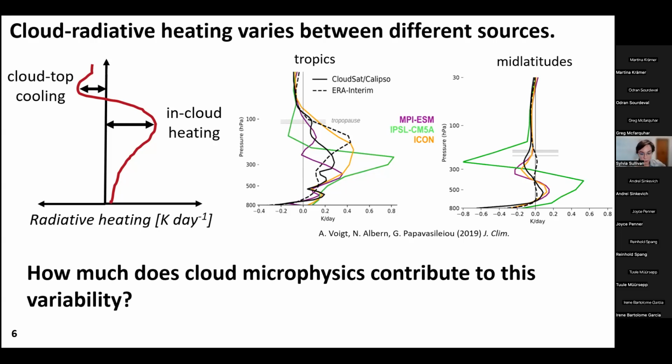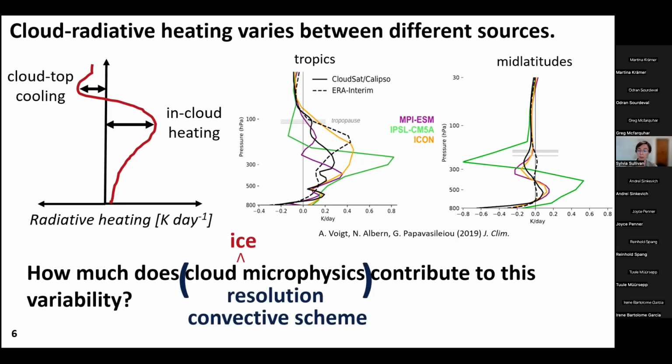And so we started this work asking how much cloud microphysics contributes to this kind of variability. And because the variability is particularly strong in the upper troposphere, and also because that upper tropospheric variability is what's most important for circulation, we're going to focus primarily on ice microphysics, so cloud ice microphysics. And we're also going to be interested in how much ice microphysics contributes to variability relative to other model settings, like vertical or horizontal resolution, or the convective scheme.